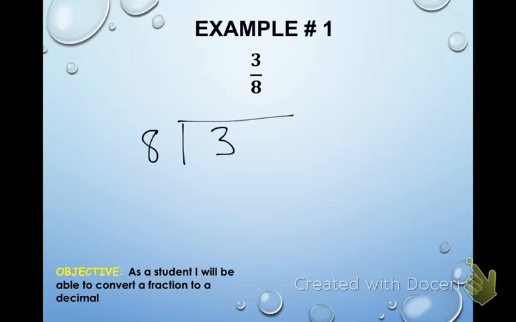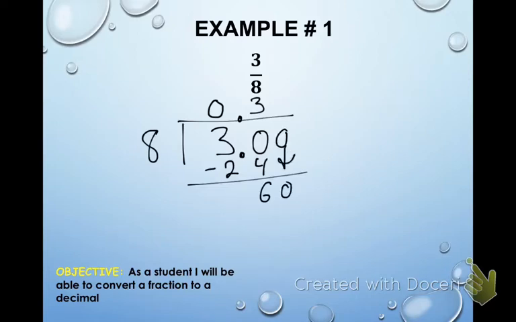8 doesn't go into 3, so what do? Well, if you remember correctly, you're going to go ahead and put a 0. You're going to put a decimal and a 0 down here. Put your decimal up there as well, because we don't have to move it at all. 8 goes into 30 3 times. 3 times 8 is 24. We subtract, we get 6. We have to add another 0 because we're working on decimals.